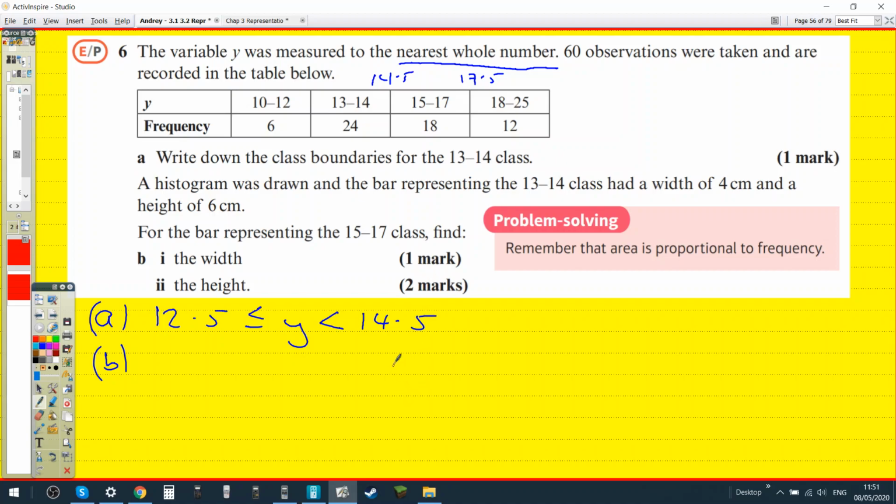And then, should I now find frequency density with the 12.5 to the 14.5? Mm-hmm. And so would that be about 12? Let's see. How did you get 12? 24 divided by 2. Okay.